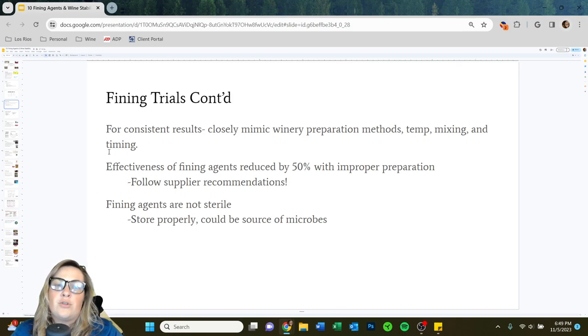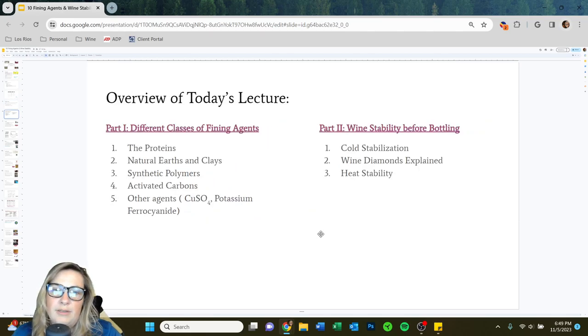So for trials, it's really important that you pay attention to preparation methods, temperature, mixing, and timing. The effectiveness of your agents is going to be completely reliant on you following these directions and preparing it the right way. So it can be reduced by 50% with improper preparation, so definitely follow the guidelines. Finding agents are also not sterile, so make sure you store them properly because it could be a source of microbes. Very important. These are things that can spoil and potentially not be good, so be careful.